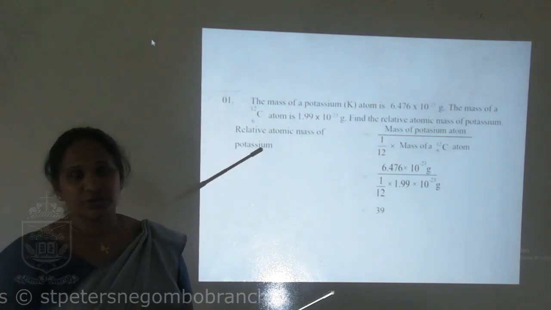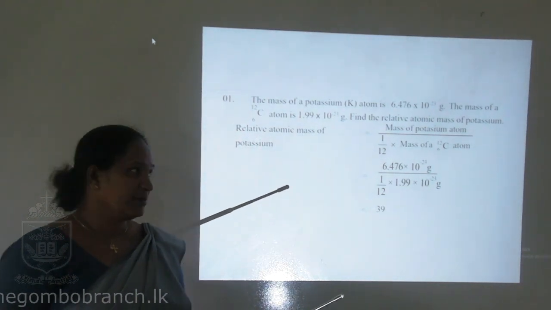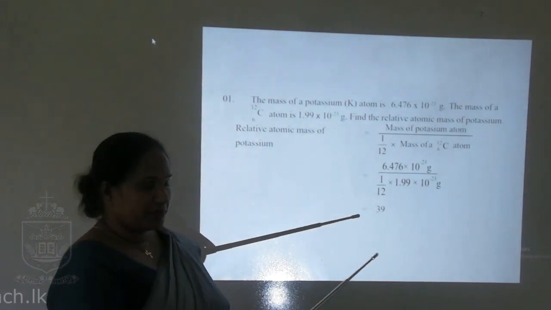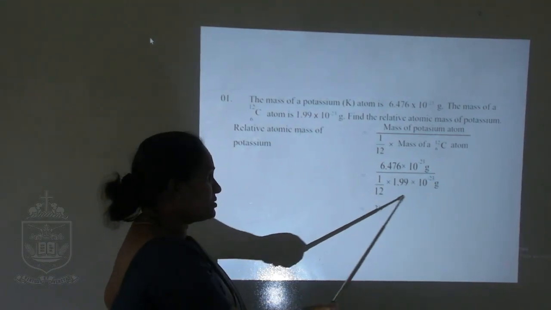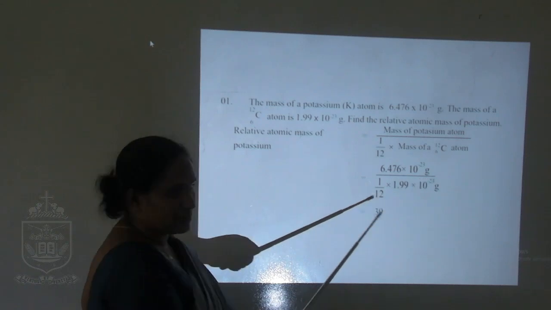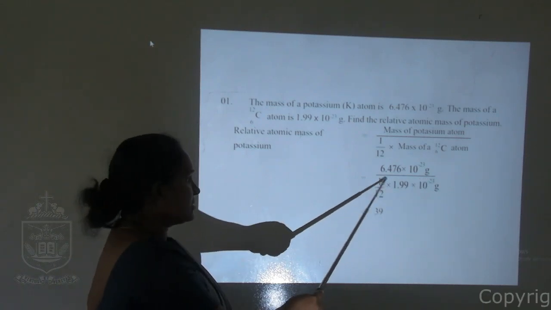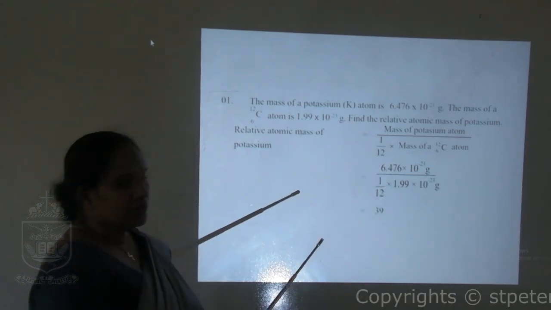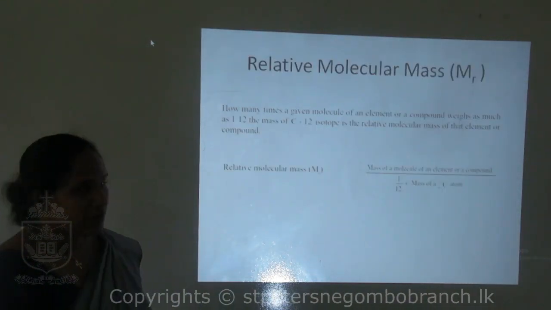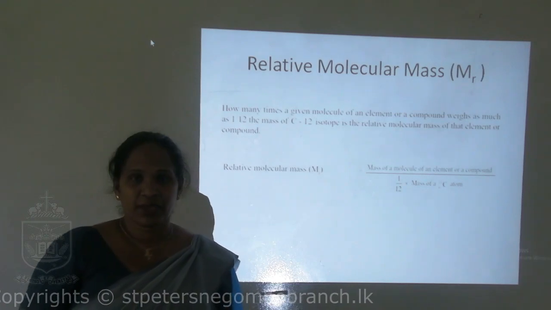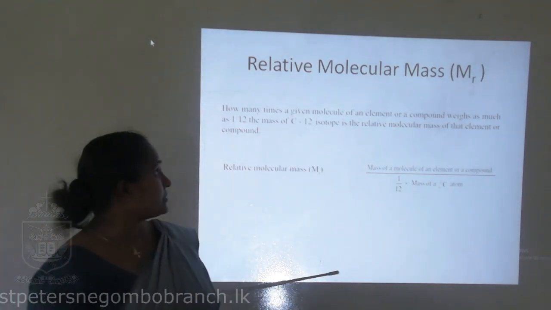The calculation part you all have to do. You all have to practice them. No help for that. You have to divide and get the answer. If you know the atomic mass unit, as I told you several times, it is easy. Then easily you can divide and get the answer. Up to here, okay? Now we'll go to the next one.